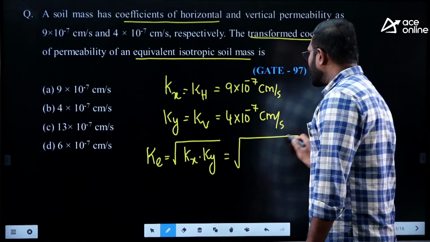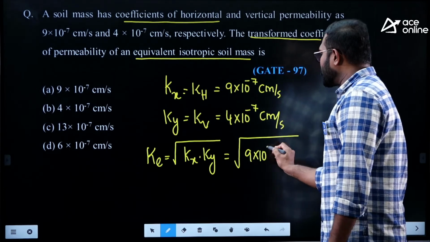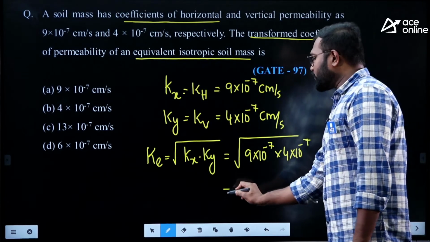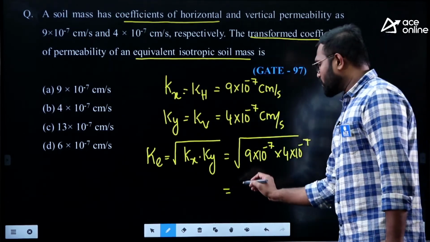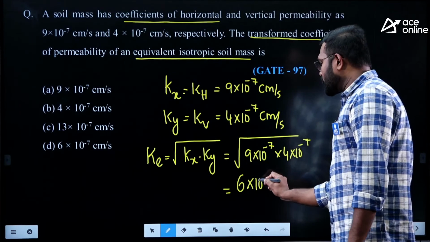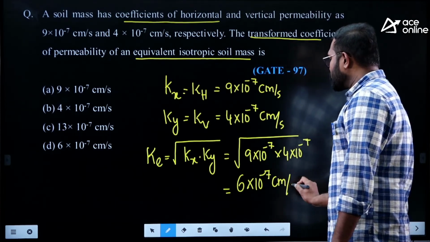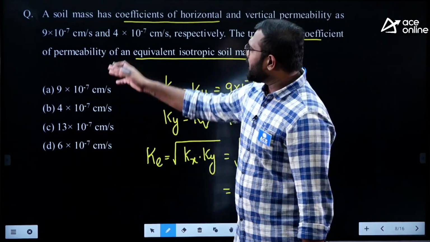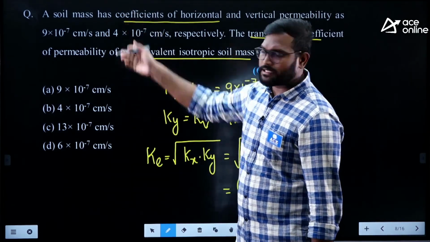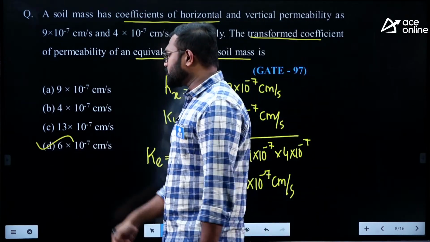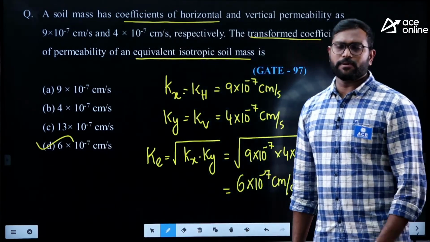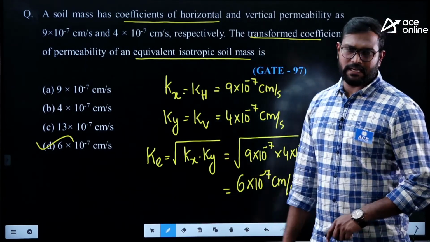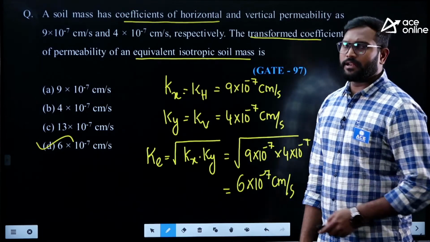So square root of 9 into 10 to the power of minus 7 into 4 into 10 to the power of minus 7. 9 4s are 36, square root of 36, 6 into 10 to the power of minus 7 centimeters per second. This is a question that you can do without using a calculator also. 9 4s are 36, square root of 36 is 6. The correct answer is 6 into 10 to the power of minus 7 centimeters per second. So this was asked long back in GATE 1997. Now let's see the next question.